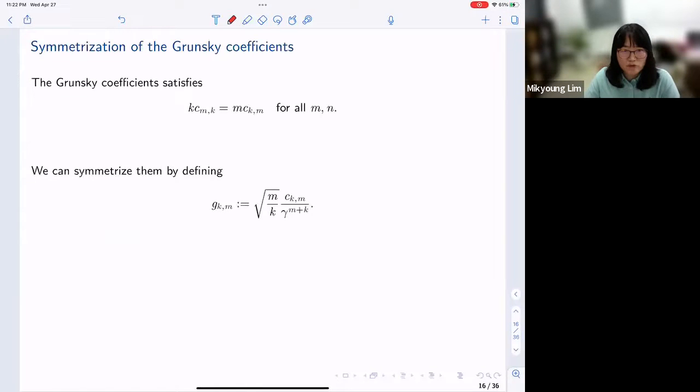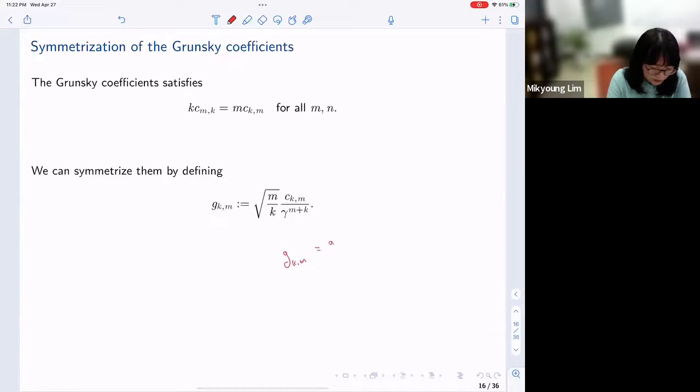And the Grunsky coefficient has this nice property. So k times c_{mk} equals m times c_{km}. And by multiplying by square root of m over k, the g_{km} is symmetric. That means g_{km} equals g_{mk}. So this is a kind of symmetrization of the Grunsky coefficient.